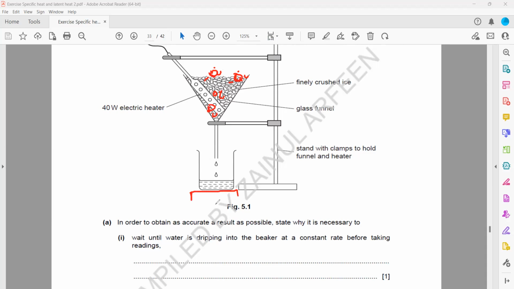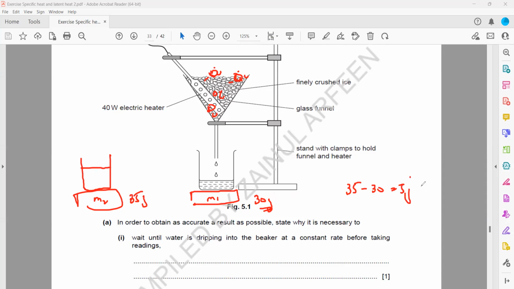When the constant dripping starts, we measure the mass. And we measure the mass again once we finish the experiment. Say the mass was 30 gram when the dripping started; when we finish the experiment, the mass might be 35. So how much mass is melted? It will be 35 minus 30, which is equal to 5 grams.